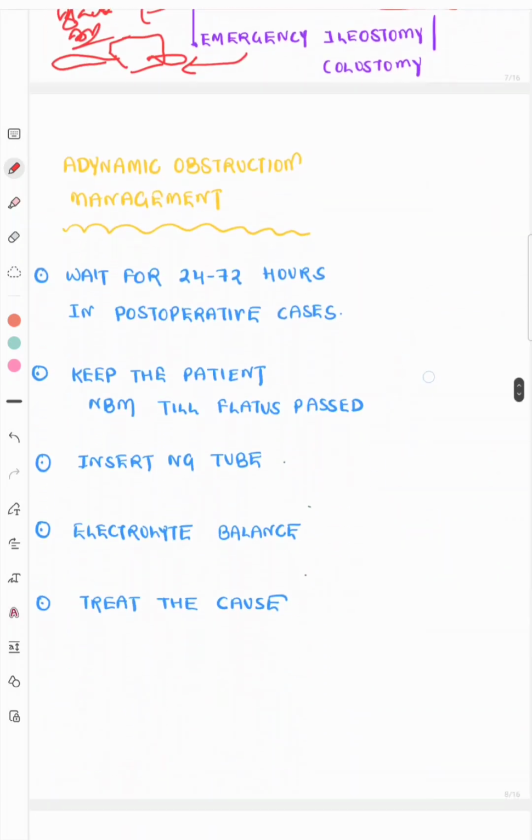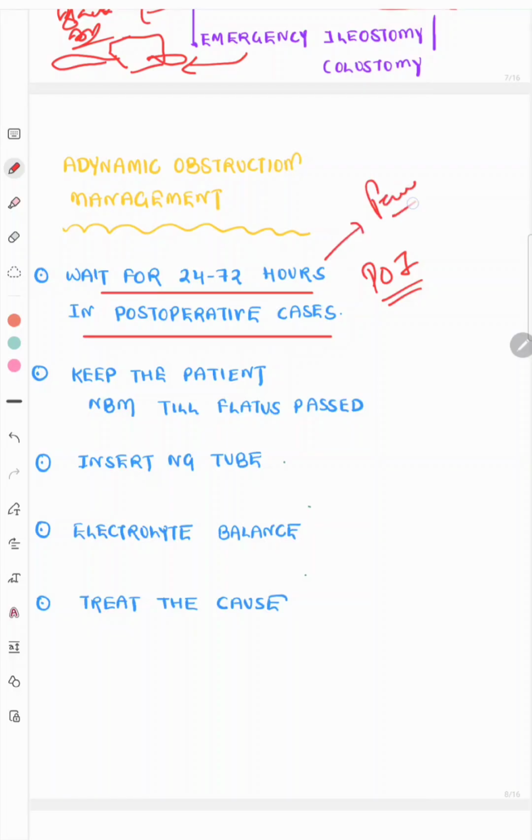In adynamic obstruction, the management is quite simple. Only conservative management will be done in these cases. We will wait for 24 to 72 hours. In post-operative cases, post-operative ileus, we will wait for 24 to 72 hours because the peristaltic movement returns in this time period. We will keep the patient NBM, insert NG tube, maintain electrolyte balance, and we will treat the cause.